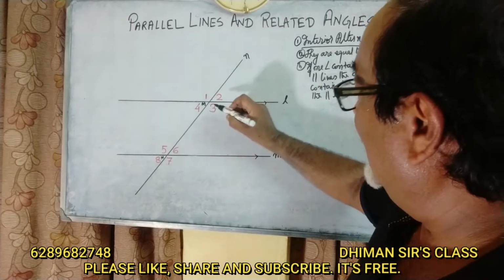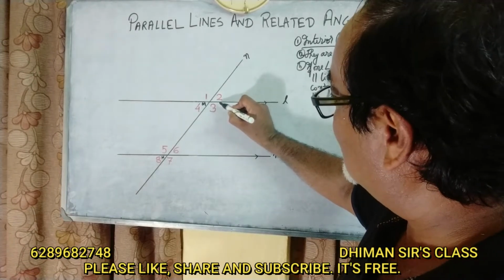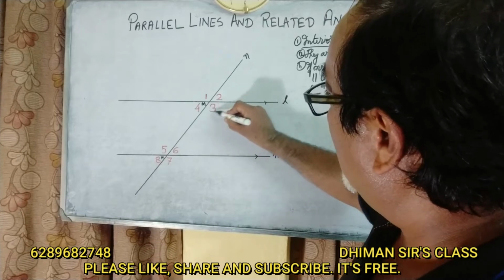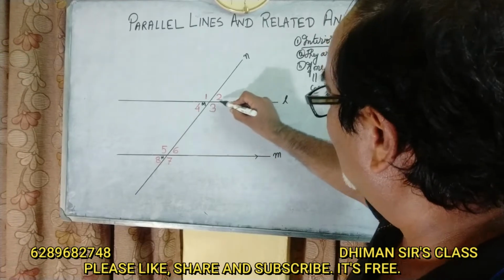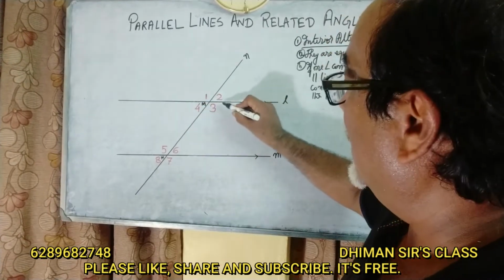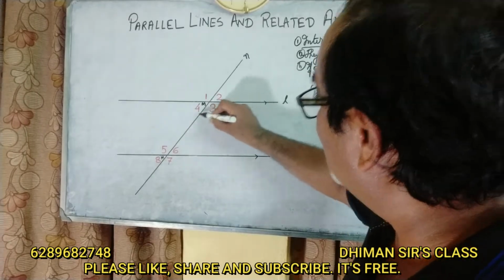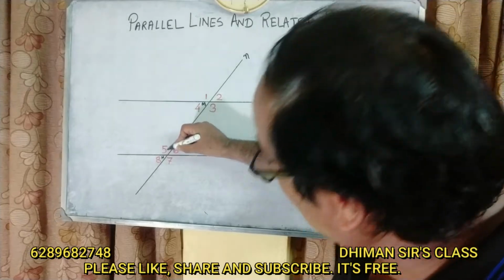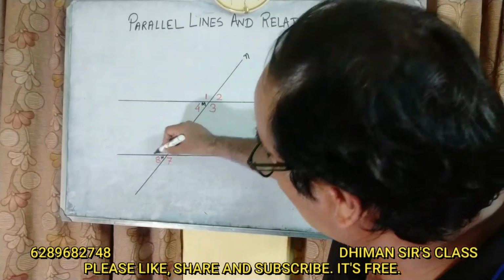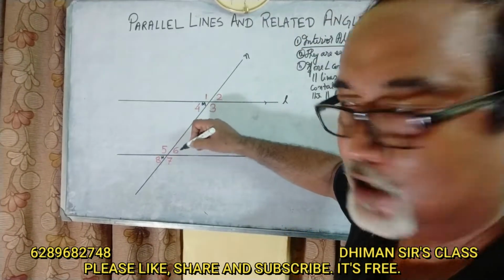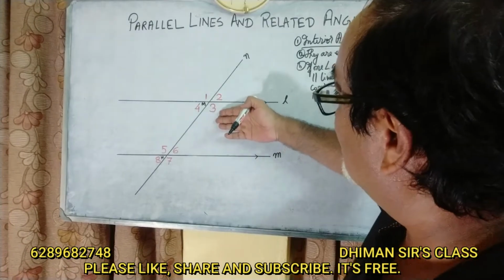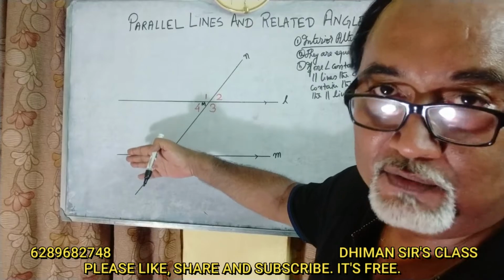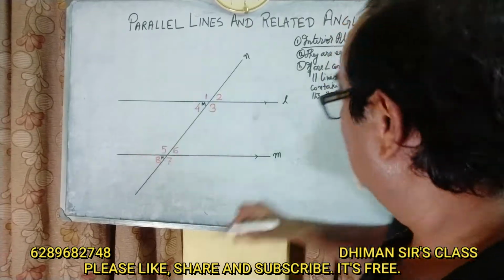That means if one angle contains one of the parallel lines, see, this parallel line is one of the angles, means in this angle, this line is contained. In here, this angle is containing this line. Okay? So if one angle contains one line of the parallel lines, the other angle will contain the other line of the parallel lines. Clear?